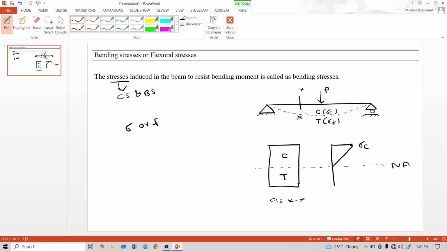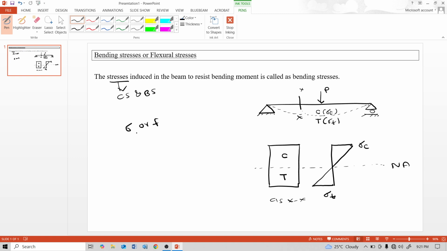Bending stresses change linearly from compression to tension. See, this bending stress changes linearly from the compression to the tension zone. This is tensile stress. See this curve, a linear curve. Bending stresses change linearly from the compression to the tension zone.